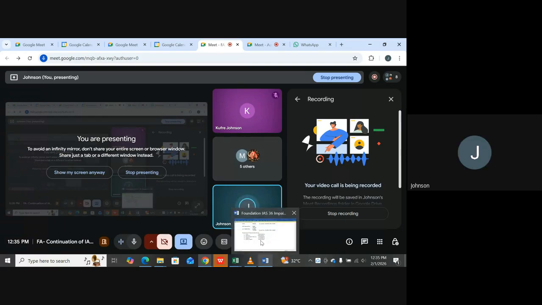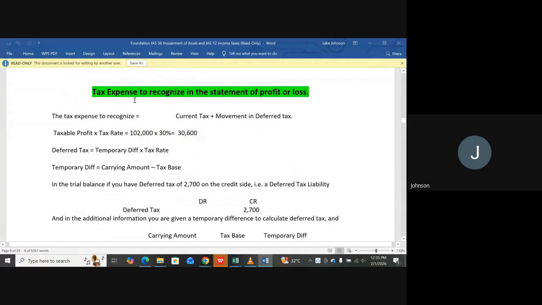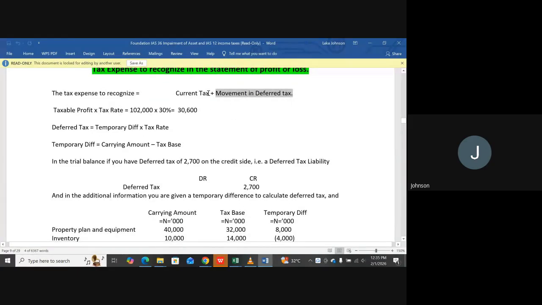So we now went further yesterday to look at tax expense to recognize in the statement of financial position. I told you that what you have to recognize in the statement of financial position is the current tax plus movement in deferred taxes, right? So you know how to get your current tax. You say your profit multiplied by the tax rate is going to give you your tax.